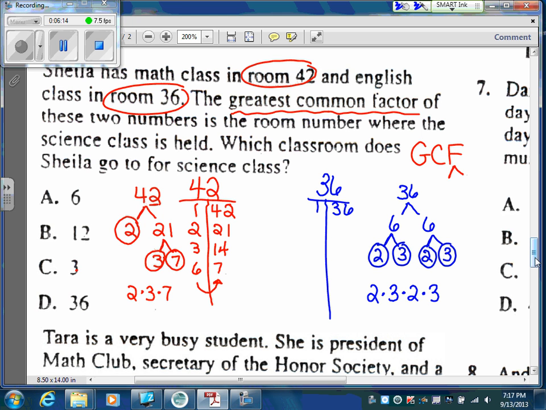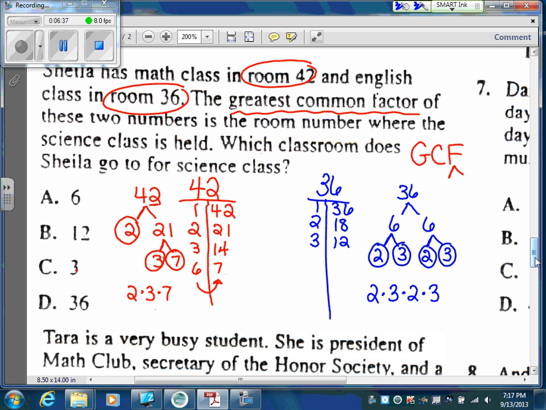Go down to my list, I see a 2. Cover it. I have 3 times 2 times 3. Well, I know 3 times 2 is 6. 6 times 3 is 18. Is there a 3? Yes. I'm going to write it down. Cover it up. I have 2 times 2 times 3. Well, I know 2 times 2 is 4. 4 times 3 is 12.